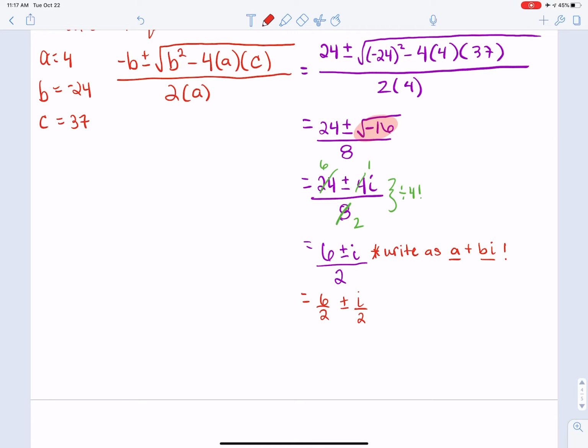Now the question is, we want b. Like, what in the world is b? Well, there's an understood 1 right there. And it was a 1 from when it was a 1 at the top. There's your 1. And so now our final answer is going to be, well, 6 over 2 is 3 plus or minus, and our b is 1/2 i. And that is our final answer.